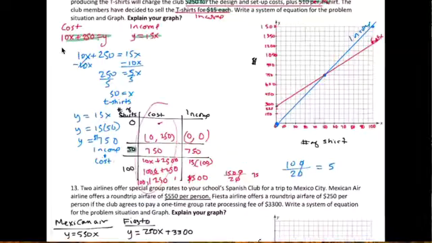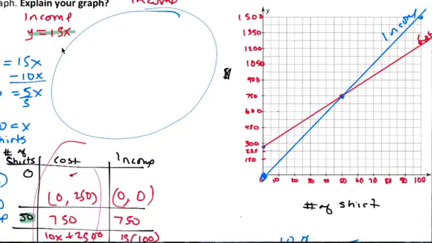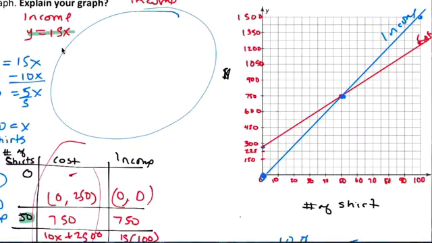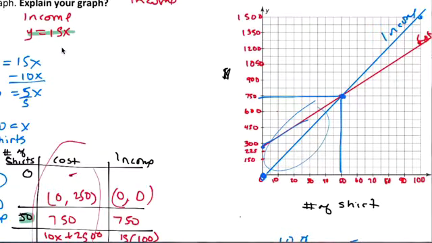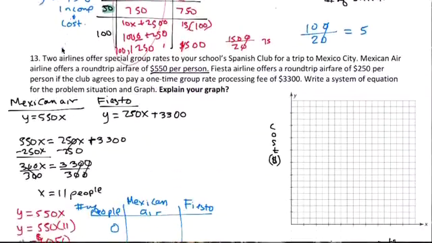And then explain right in here that before 50 shirts, the cost will be more than income, so you're losing money. At 50 shirts, it costs you $750, and you're also collecting $750 in income. Essentially, your profit is 0, but after 50 shirts, your income is more. Therefore, your profit is more than cost.